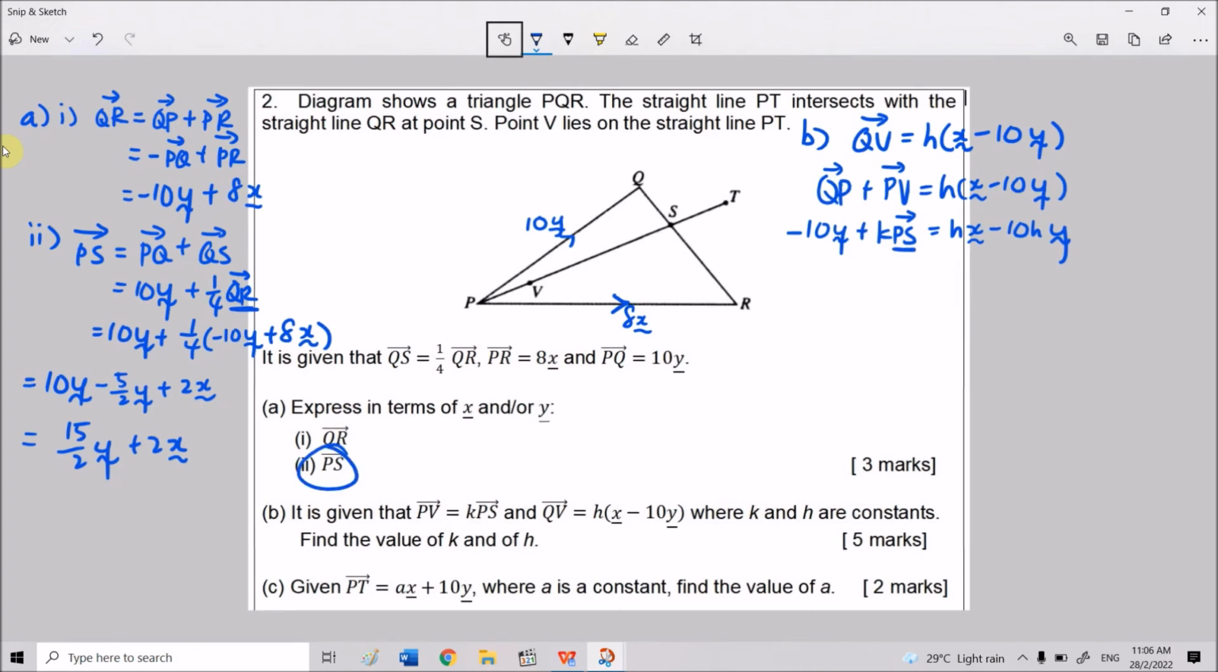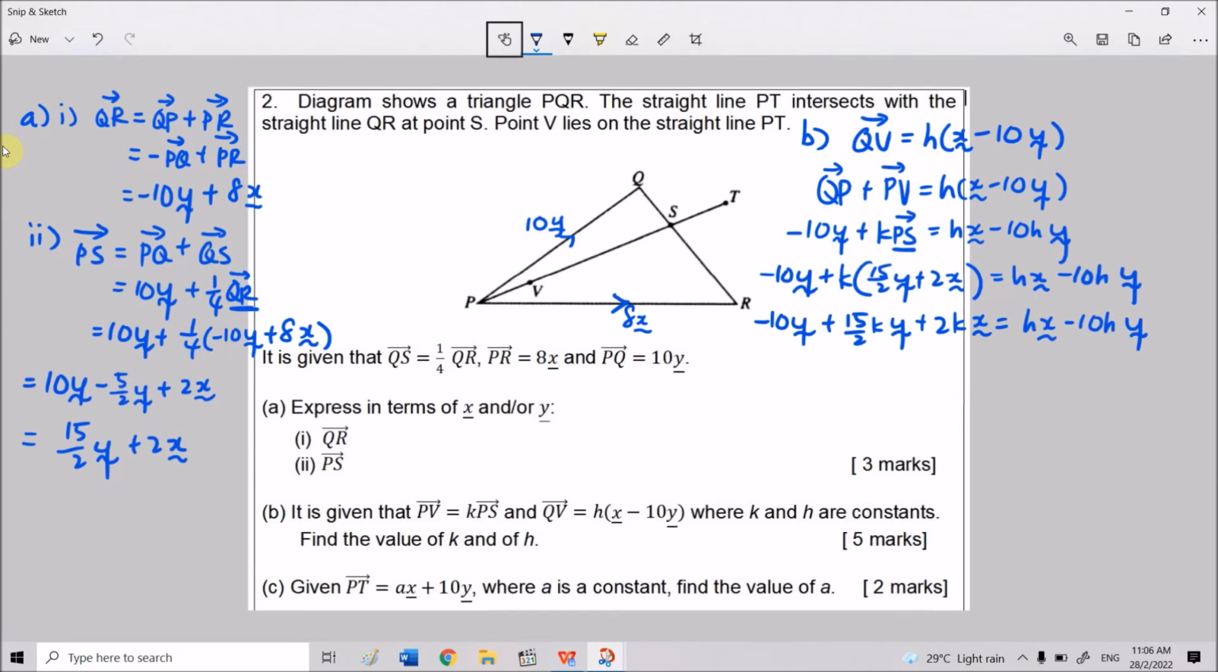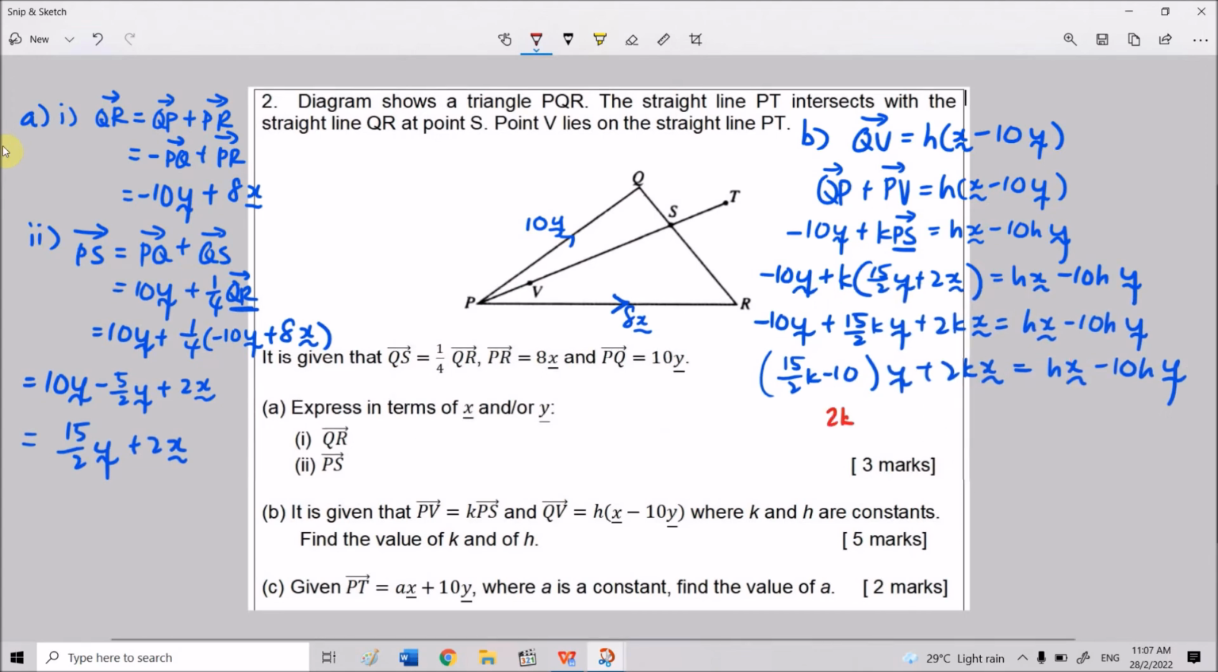You see here we already have the information PS from a previous question. PS here is this, hence we just have to write PS in terms of vector y. Next thing, we just simplify both sides. Yeah, we simplify it. Okay, so here I try to expand it. Now we already show both sides of the equation in terms of vector x and y, and we can do the comparison. Yeah, so look at this one, the coefficient of x, so 2k equals h.